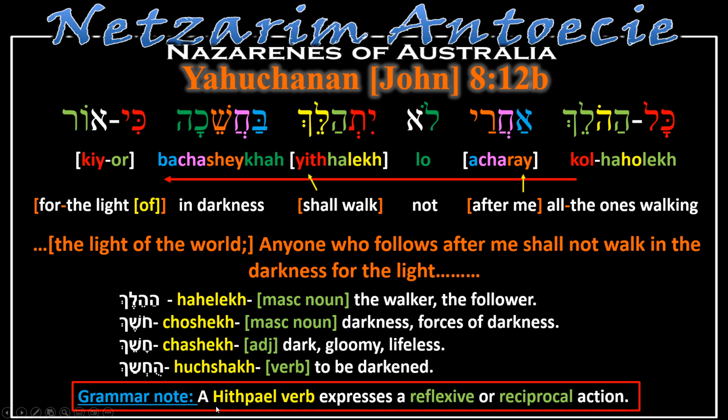And I've given you a grammar note. A hitpael verb expresses a reflexive or reciprocal action. It simply means that something they do to themselves, they walk, right? So that's why we've got he shall walk, or they shall walk. And so the translation: I am the light of the world. Anyone who follows after me shall not walk in darkness, for the light.